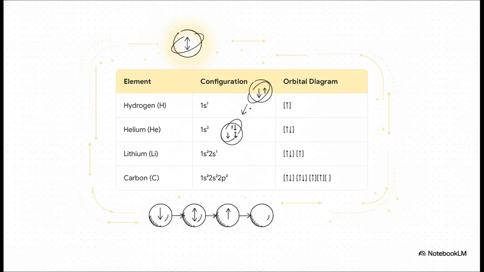With lithium, the first floor is full, so its third electron has to move up to the second floor into the 2s apartment. And then look at carbon. It's the perfect example of Hund's rule. Its 2p electrons each take an empty room before they'd ever consider pairing up.